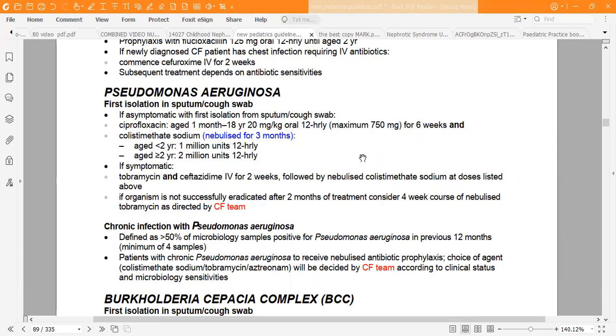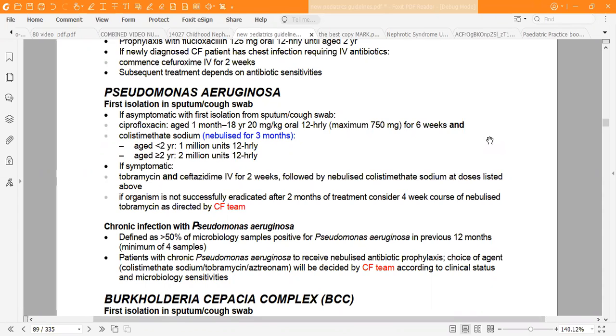If symptomatic, he has symptoms together with isolation of the pathogen from his sputum, you will start him on CT. What's that CT? It's again a mnemonic to help you memorize. Again, if the patient is symptomatic, you will start CT after discussion with the CF team: tobramycin and ceftazidime IV for 2 weeks, followed by nebulized colistimethate sodium at the doses listed above.